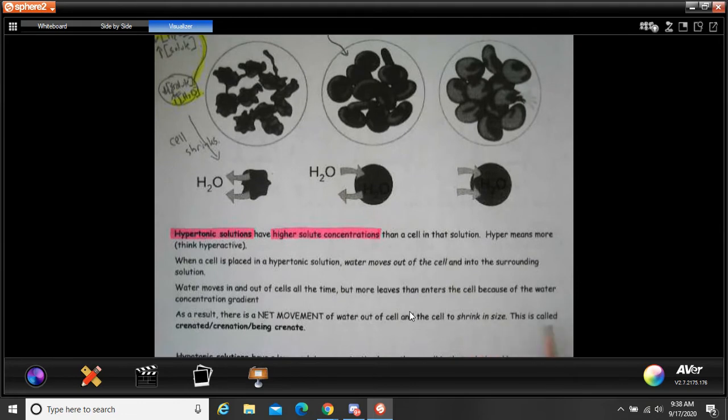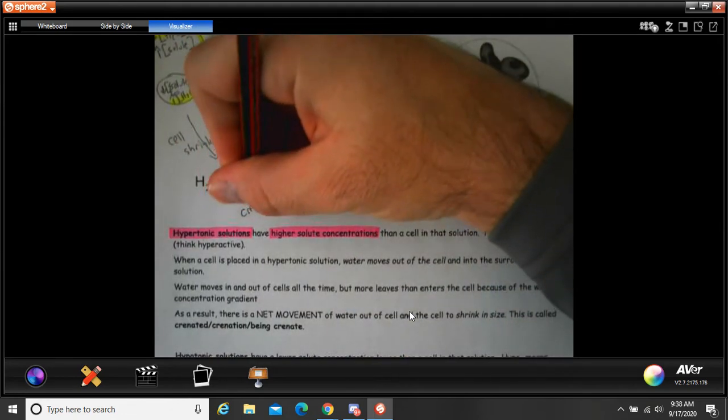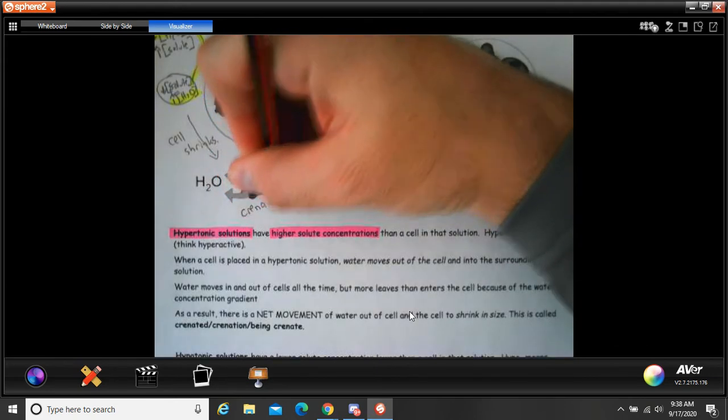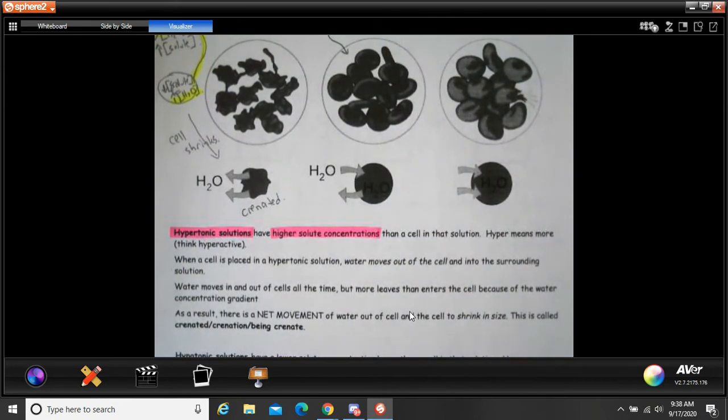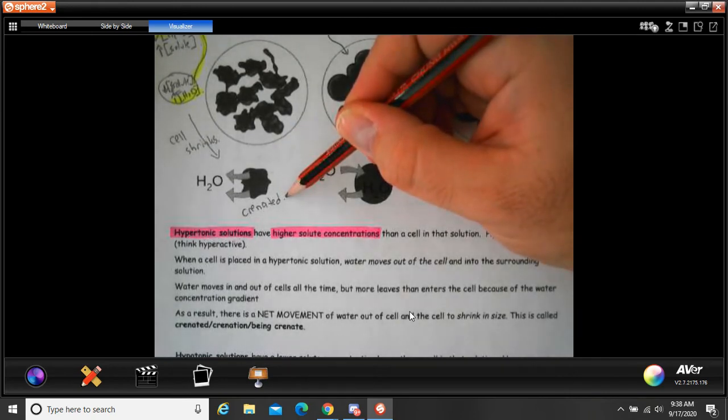size, and now we call this crenated. So this cell has become crenated, or it's undergone crenation. But usually we just say it's crenated. That's a special fancy word in animal cells for shrinking in size.